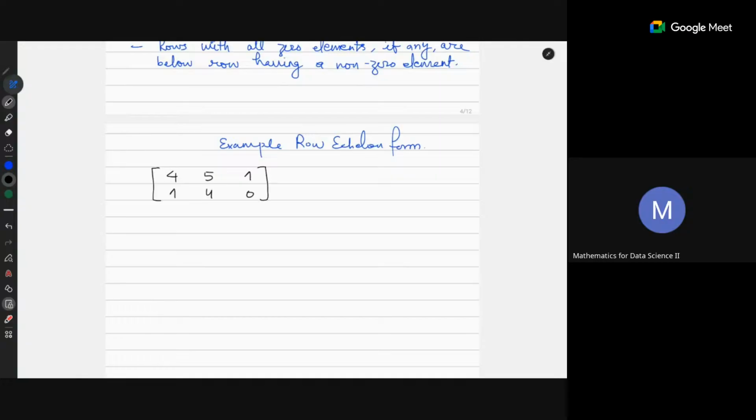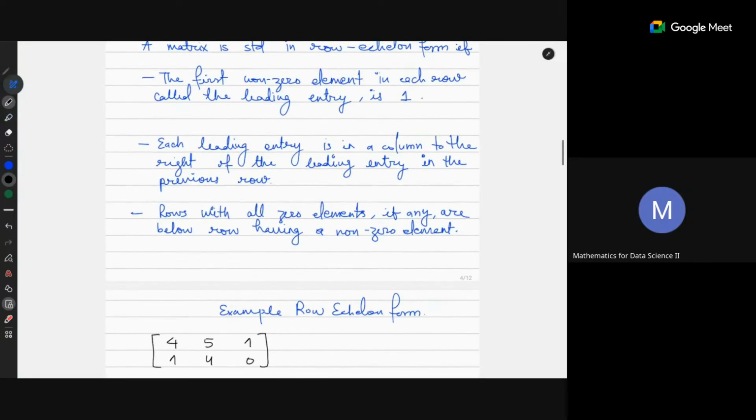Now let's apply these things to this matrix. The first non-zero element in each row, called the leading entry, is 1. So is it the case here? First non-zero entry in each row. The first row is this, the second row is this. What is the first non-zero entry? It is 4 and it is 1. You may say that it is true in the second row, that the first non-zero entry of the second row is 1, but it is not true in the first row. But it should be true in each row. So this is not in echelon form. It doesn't satisfy the first condition itself.